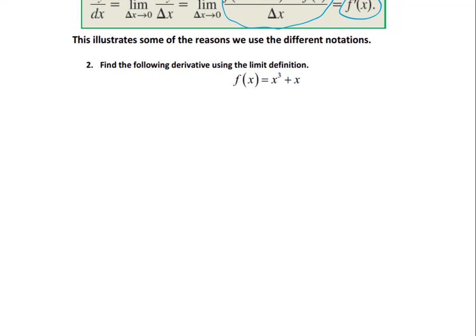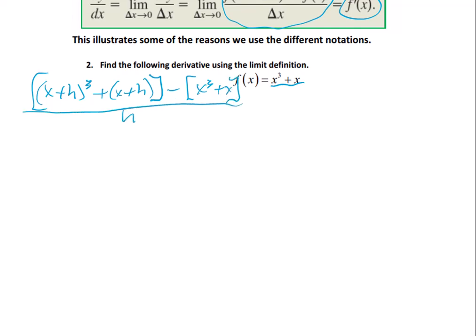So let's use the derivative definition to find the derivative of this function. My function is x cubed plus x. So every place I see an x, I'm going to put x plus h. So I've got x plus h cubed plus x plus h. That's my y2. I'm going to subtract my y1. All of that's over h, and we're wanting the limit as h approaches 0.